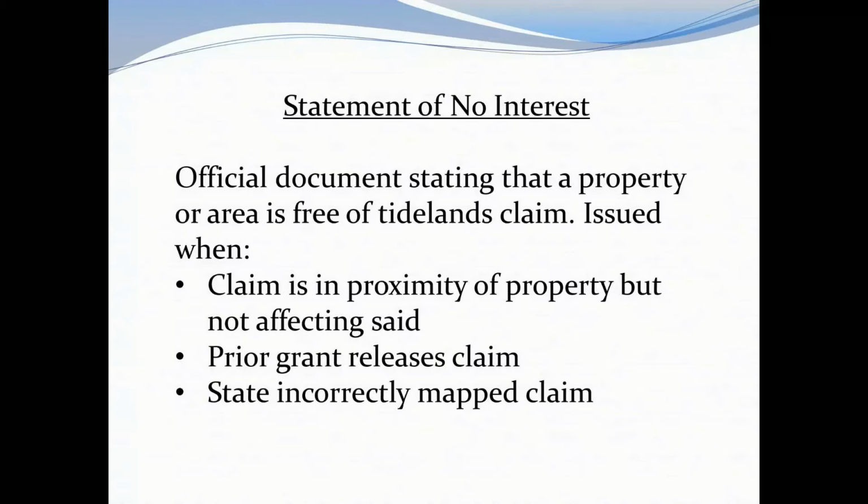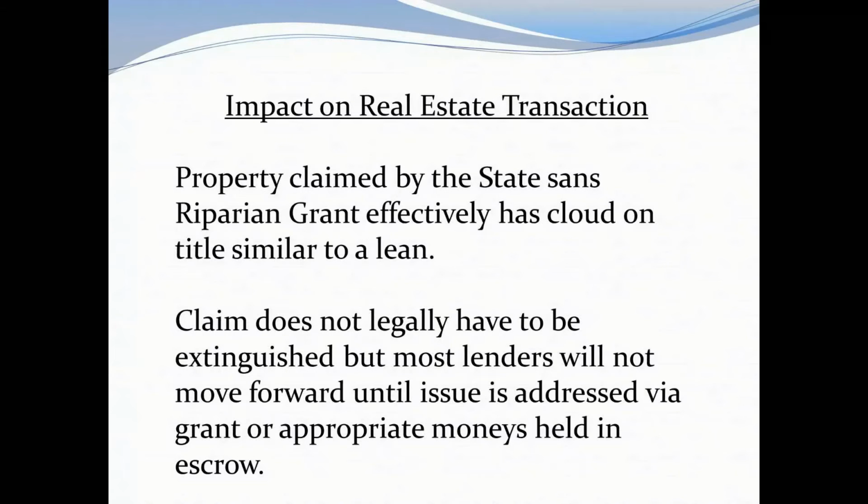And then the third situation where an SNI would be issued would be a situation of incorrect mapping. So the state incorrectly mapped your property as being claimed when in fact it isn't. And that is definitely the least likely of the three instances. And there are multiple impacts on a real estate transaction that we'll go through.